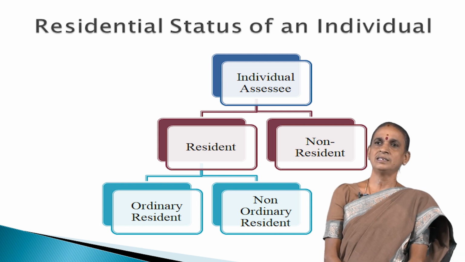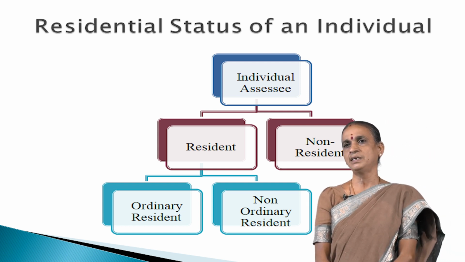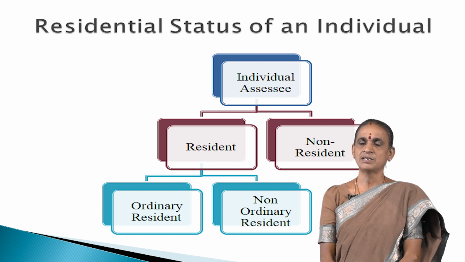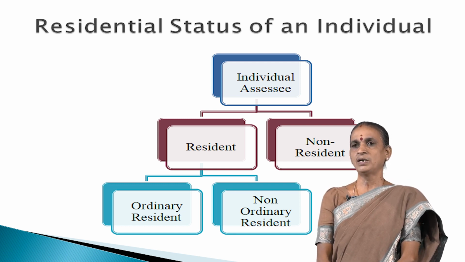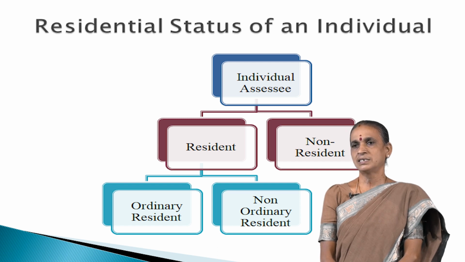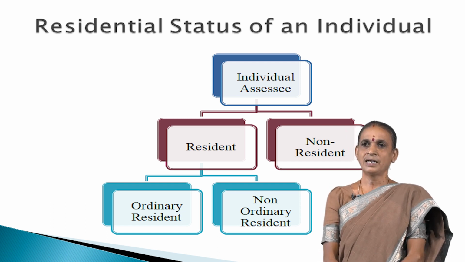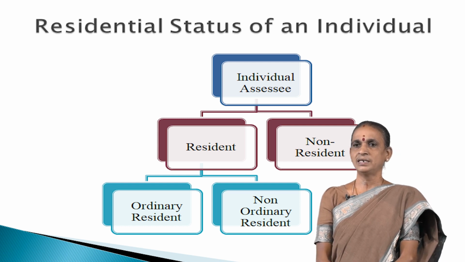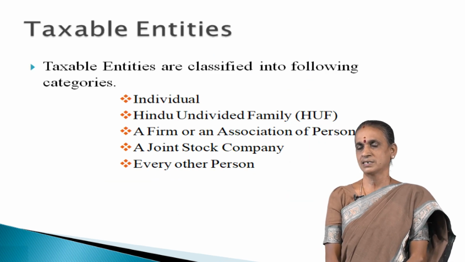Now we can see the residential status of an individual. We can classify the residential status of an individual broadly into 2 categories: resident and non-resident. Again, the resident is classified into 2: ordinary resident and not ordinarily resident.